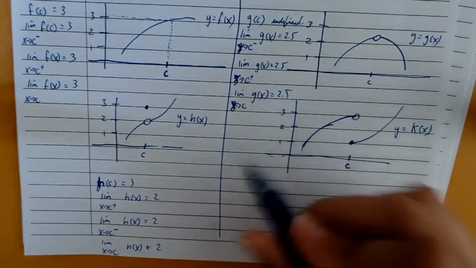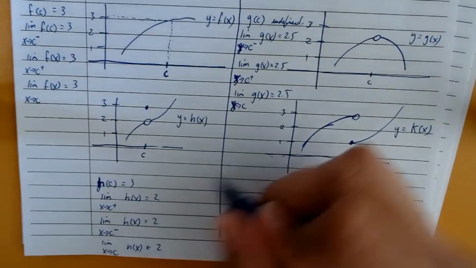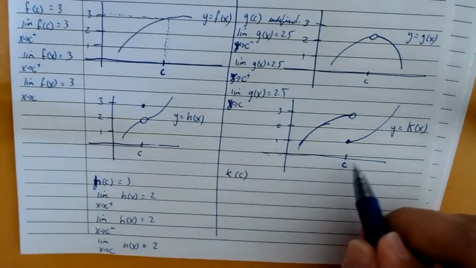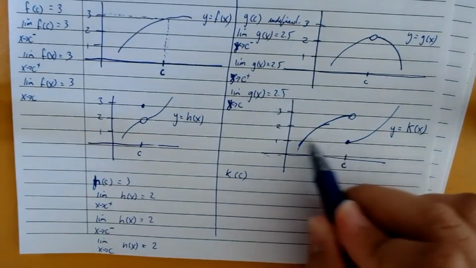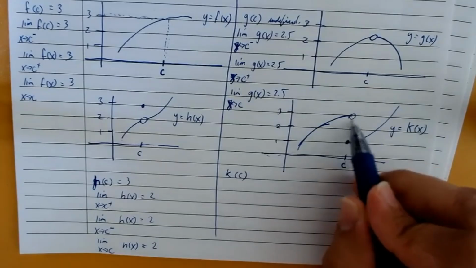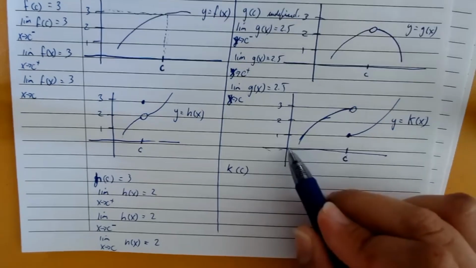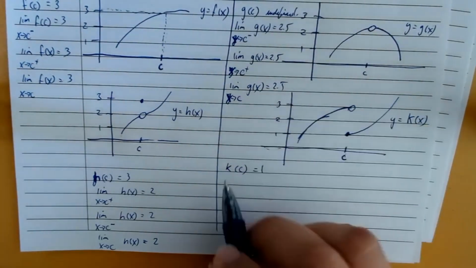Finally, for this one, what is this one, k? Let's take k of c. If I plug in x is equal to c, looks like my y value is down here at 1. Here there's a hole. It's this one down here, the one that's filled in. So if I plug in x is equal to c, I get y is equal to 1. So k of c is equal to 1.